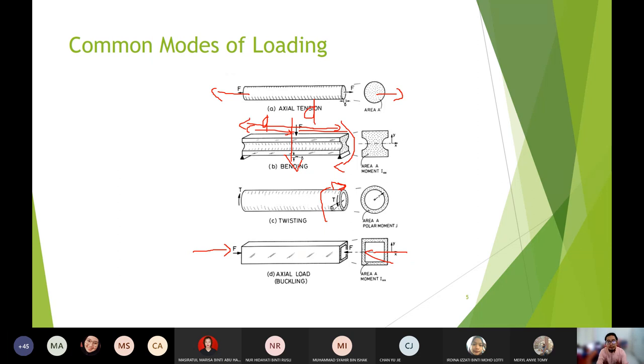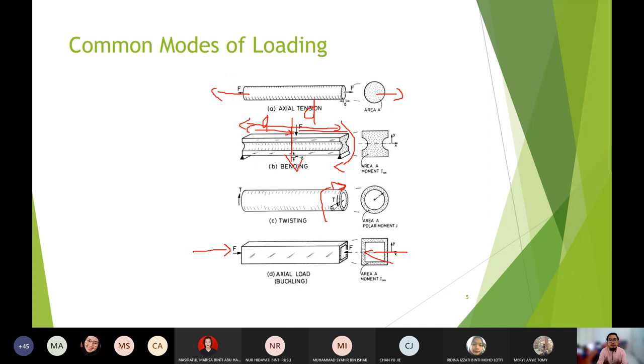So what we're talking about now is currently just one type of loading, but in reality that's often not the case. In reality, your product, your material, is actually a combination of two or more types of loading. Keep that in mind. Don't just say it when you learn; think about when you actually go to work or go for practical later on in your final year, when people ask you what kind of loading.